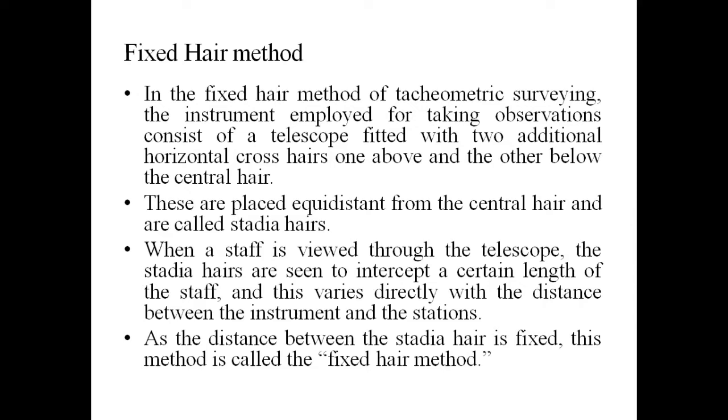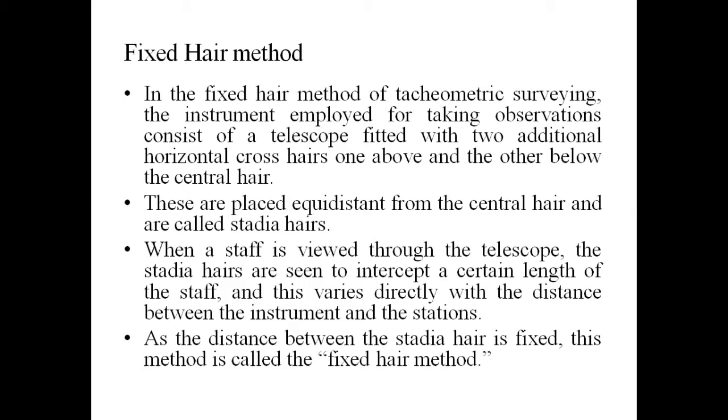Then in tacheometry, we have two methods. The first one is the Stadia method and the second one is the tangential method. In the Stadia method, we also have two types. The first one is the fixed hair method and the second one is the movable hair method. Today we are going to study the fixed hair method.